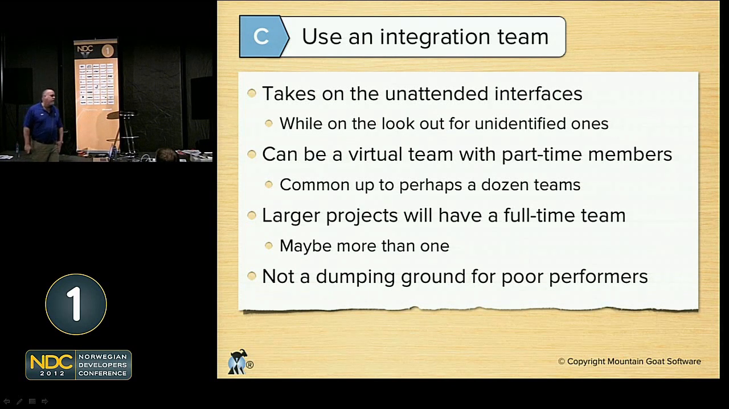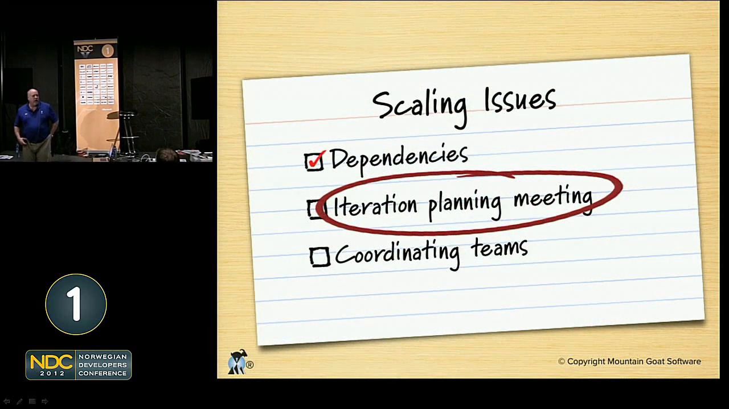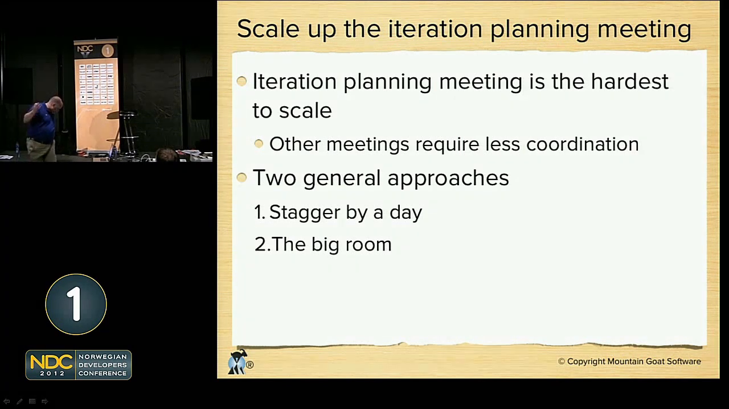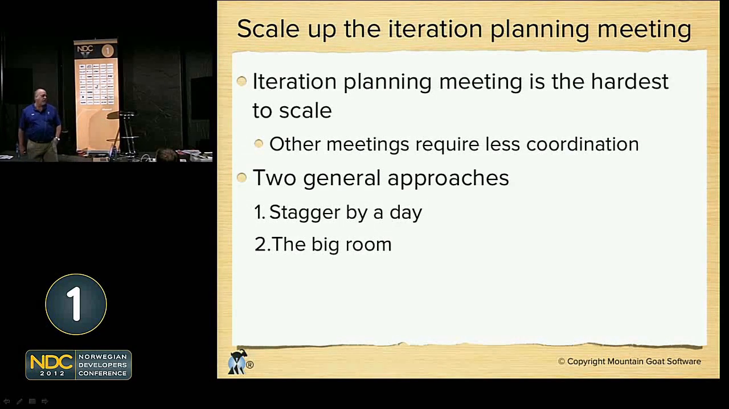Okay? That's three of the ways we handle dependencies. I want to talk about the iteration planning meeting. This is one of our bigger, more complex meetings, probably the hardest one to scale up. So in iteration planning, there are two general approaches for how to do this when we scale Scrum up.